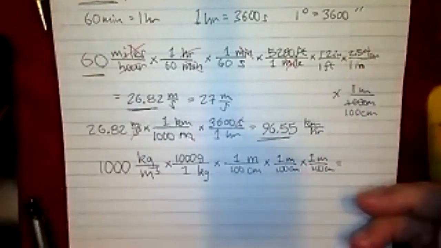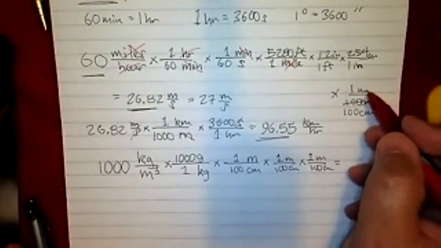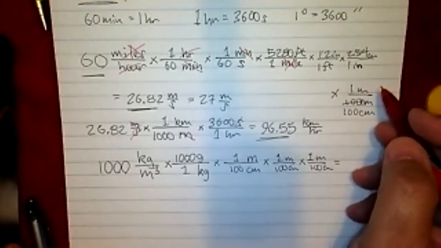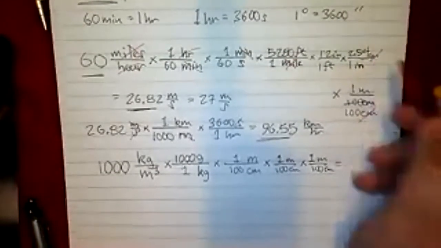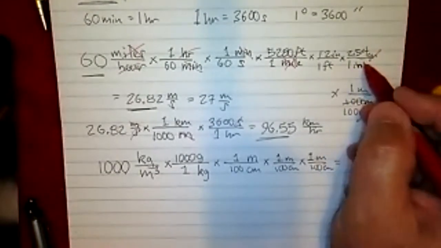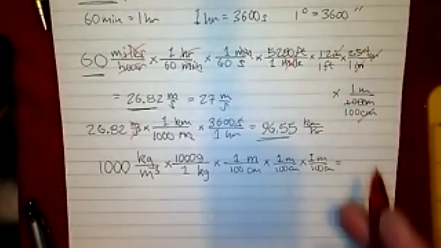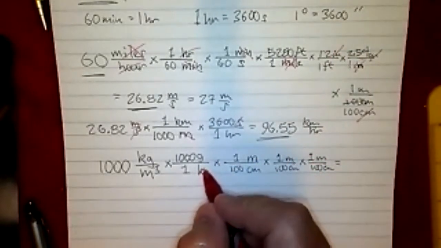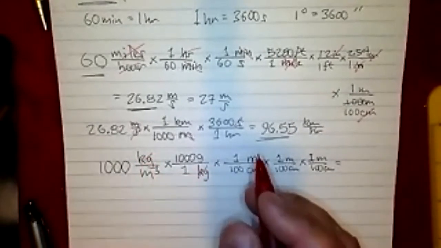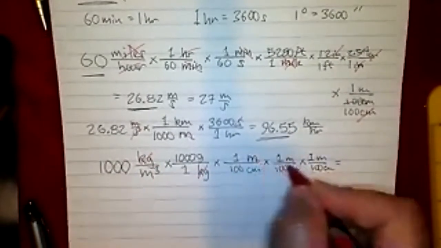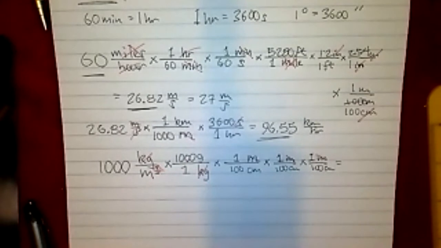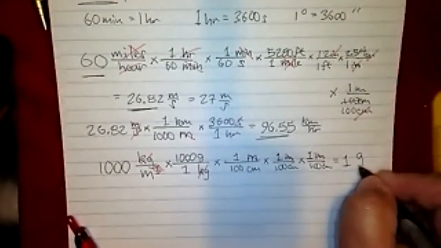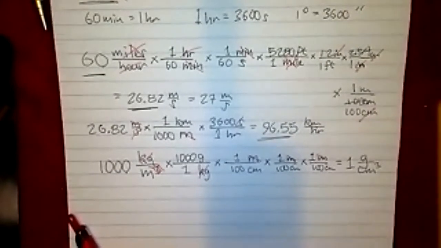And notice, just like before, we were able to get rid of the centimeters that were up here, and the same thing happened here. This kilogram canceled out with this kilogram, and this meter and this meter canceled out with these 3 meters. So ultimately, I'm just dividing by 1,000, so that gives me the answer: 1 gram per cubic centimeter.